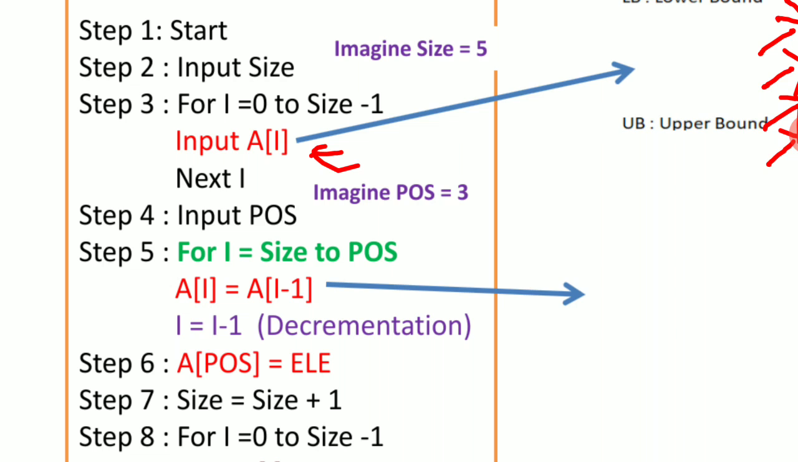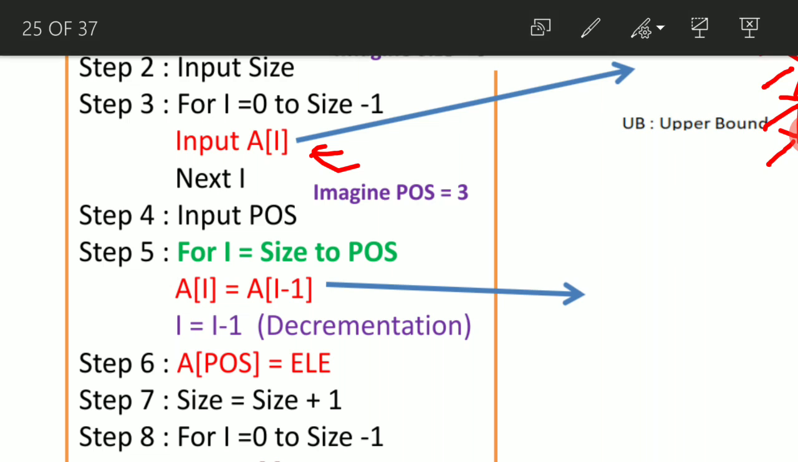I am not asking about the upper bound value, because the upper bound is 4. That is size minus 1. But the size of the array, in the initial part only, we have inputted here. The size is how much? 5. The size of the array is 5 here. So I equal to 5, and up to where we have to go? Position. That means 3. Okay, now we will concentrate here.